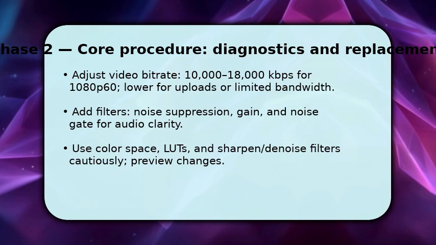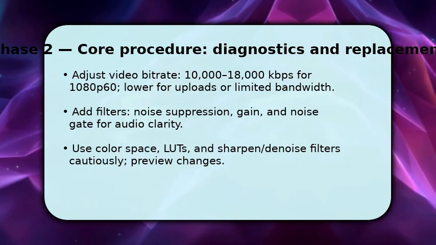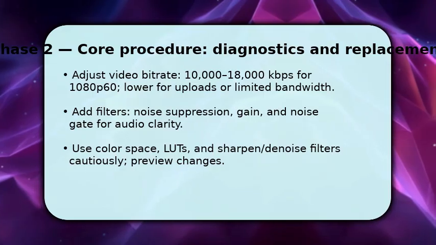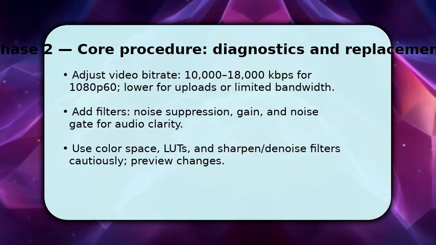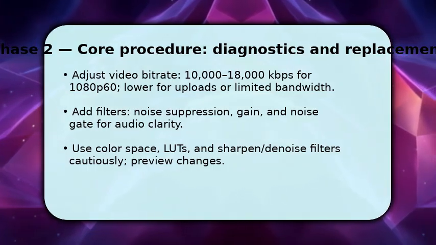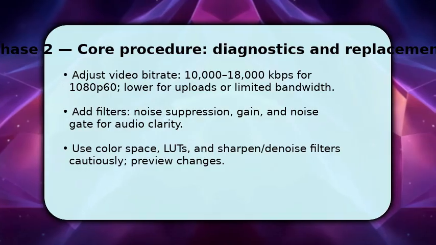Apply audio filters, noise suppression, gain, and a noise gate to remove hiss and room tone. Once applied, preview recordings and adjust color space, LUT, or denoise sparingly because aggressive filtering kills detail.